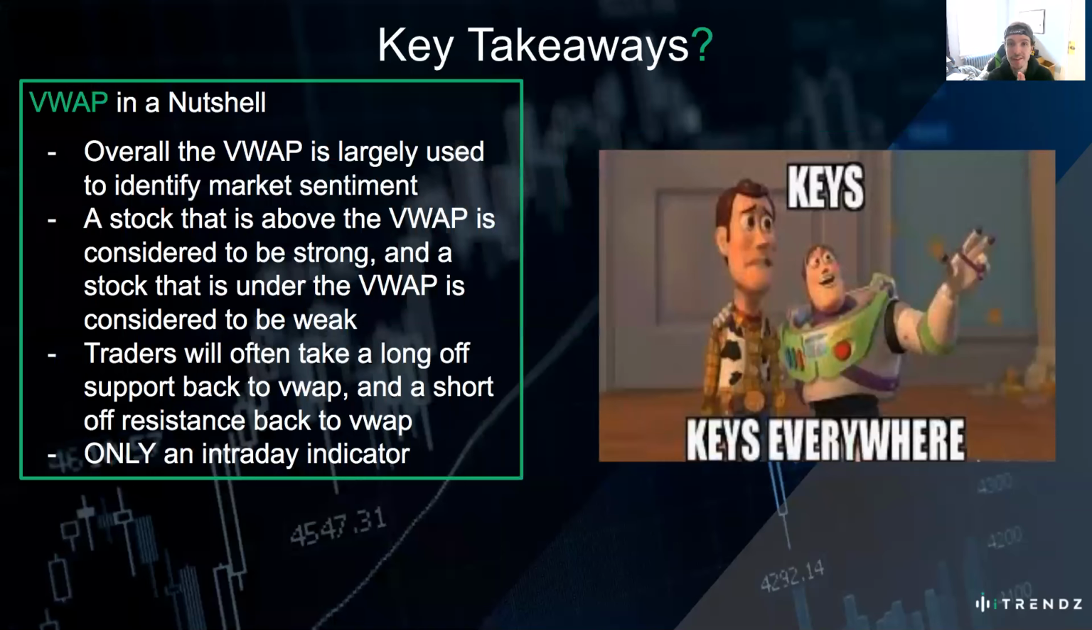All right, so key takeaways before we leave today. Stock trending above the VWAP, strong. Stock trending below the VWAP, weak. Overall, the VWAP is used on those 5 minute, 1 minute, 15 minute, if you really want to, time frames, no larger, it doesn't really help there. And then traders can also not only use it as a stop loss, but take those trades from the support up to the VWAP or from the resistance down to the VWAP.